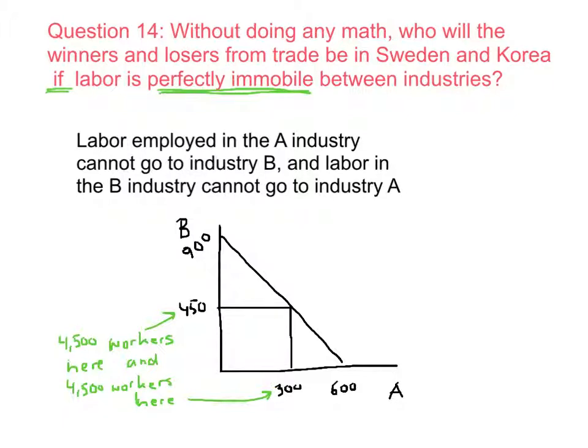So if we look at Sweden here to begin with, we started out our story having 4,500 workers in the B industry, where they produce 450 units of B, and we had 4,500 workers in the A industry, where they produce 300 units of A. And with perfect factor immobility, then the workers will be stuck right here. So even after trade, there will be 4,500 workers in each industry, and Sweden will be producing 450 units of B and 300 units of A. There's nothing they can change about that. Given that the workers cannot move out of their respective industry, will there be some winners and some losers in Sweden? And the answer is yes, there will be both winners and losers.